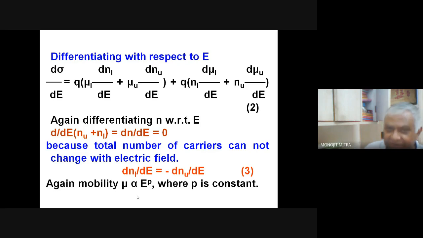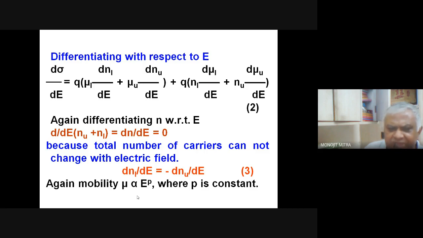For the sake of argument, if somebody tells that mu is proportional to E square, someone tells that no sir, it is proportional to E cube, I am not going to any type of argument like that. I am going to consider a simple assumption that mu is simply proportional to E to the power p, where p may be any value, positive to negative, except 0. So this p is a constant and has some integer value.